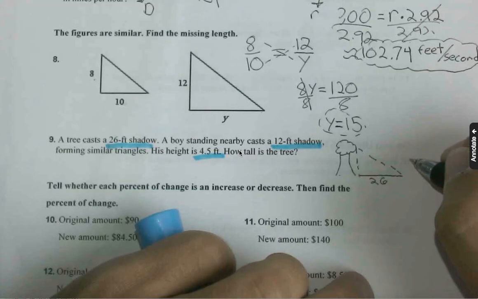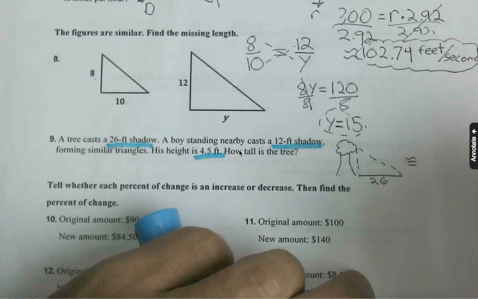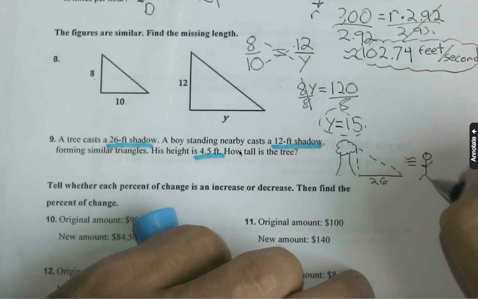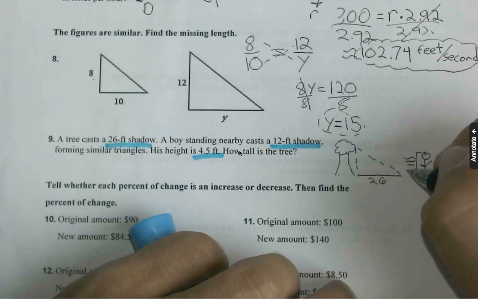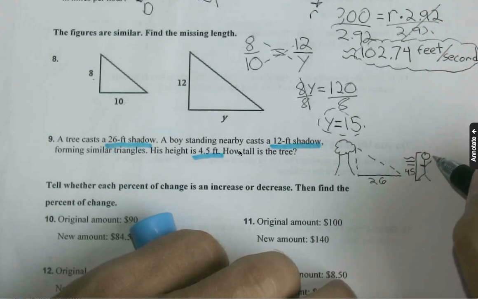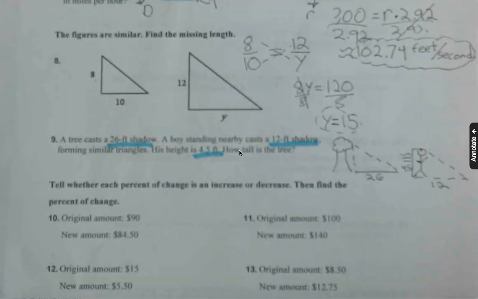And we're being asked to decide if this is similar to this boy's shadow. Probably not as tall, but we know he's 4.5 feet. And he casts a 12-foot shadow. What proportion do you think we'll have to set up with this?